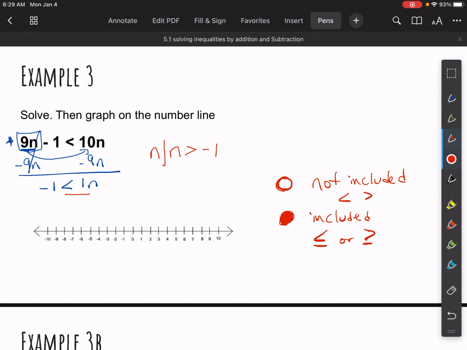So here, we're not included because we don't have a bar underneath our greater than sign. So at negative 1, we're going to have an open circle. And it's saying that n is greater than this. If you always solve it so that the variable's on the left, this inequality will always point in the direction you go in your number line. But you could also just think about it, right? It's the values that are bigger than negative 1, so that would be all of these numbers, all the way to infinity, in fact. So that's how your graph should look.